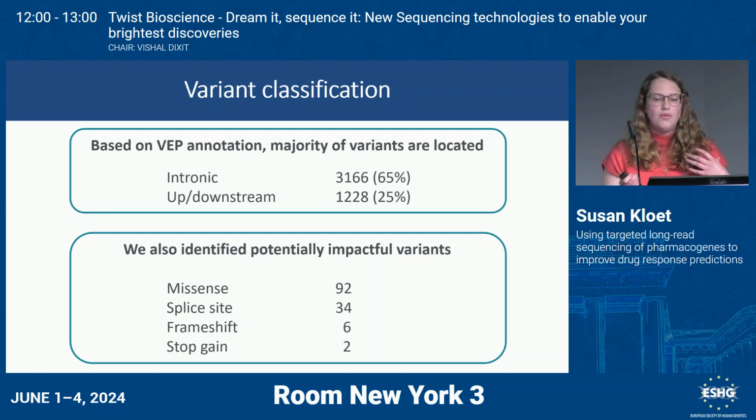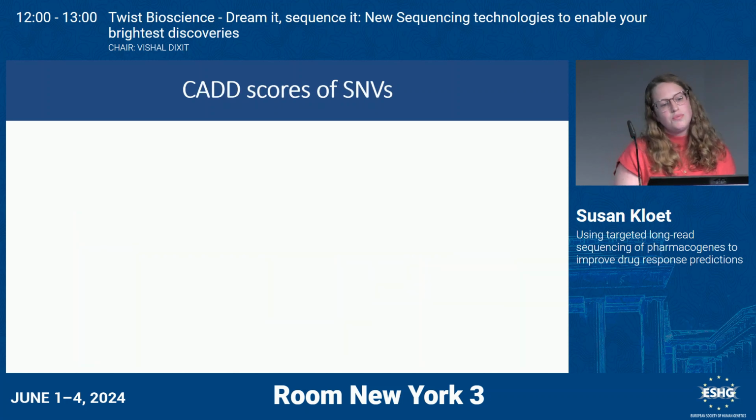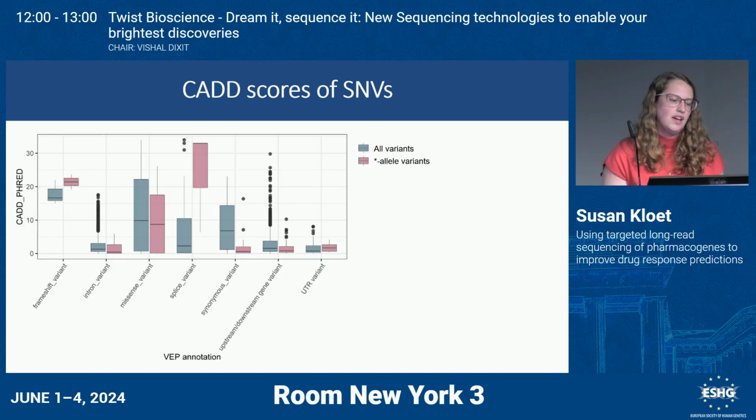And we also wanted to search for other variants that might be impactful. So for this, we decided to look at the CADD score of some of the SNVs using the tool developed by Jason Jury's group. And here we're plotting all of the variants and the star allele variants using the CADD score. So you can see on the left in the category of frameshift variant, these are very deleterious. So they have a very high CADD score, above 15.